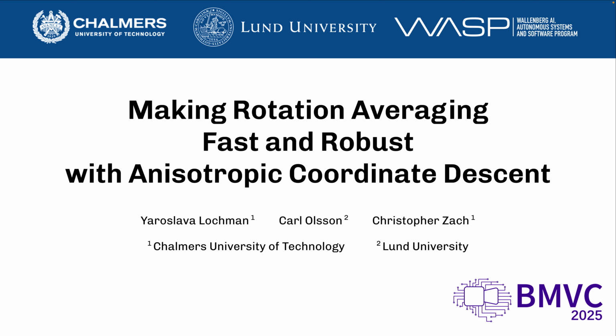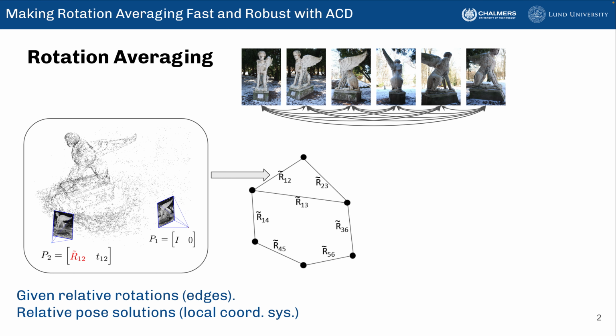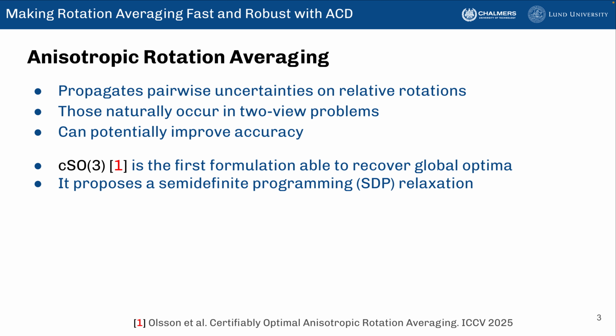We present the work on making rotation averaging fast and robust. In rotation averaging, we are given relative rotations that are estimated from pairs of images, and the goal is to compute the camera orientations. Anisotropic rotation averaging propagates pairwise uncertainties on relative rotations.